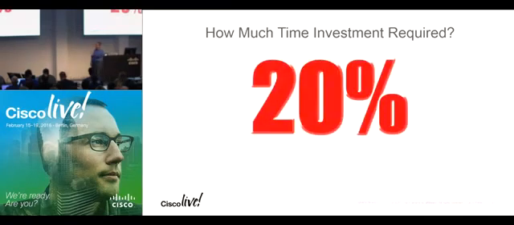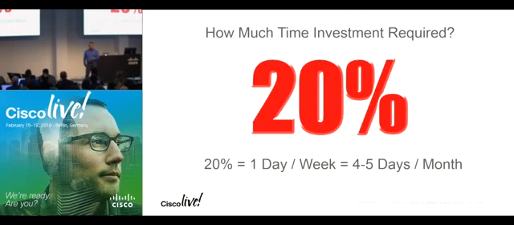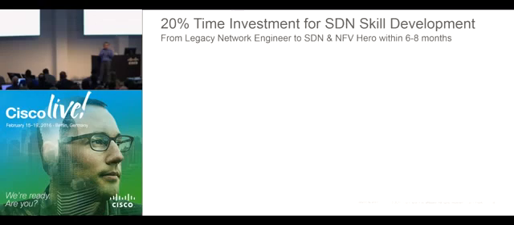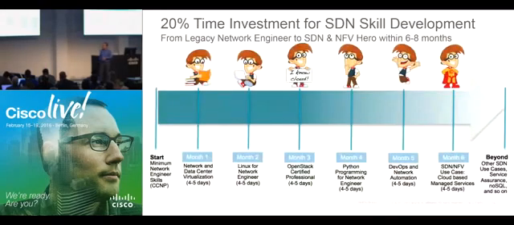In my opinion, it's 20%. 20% is like 1 day a week or 4 or 5 days a month. And let's see how we can use this 20% investment to transform a legacy network engineer to an SDN and NFV hero within 6 to 8 months. You start minimum from CCNP level. If you are CCIE, great. I will tell you why. Because CCIEs are used to this complexity already. There's nothing new here. It's just some new technologies, but we know that it's complex, and we have seen this in previous technology. But at minimum, you need to start as CCNP.